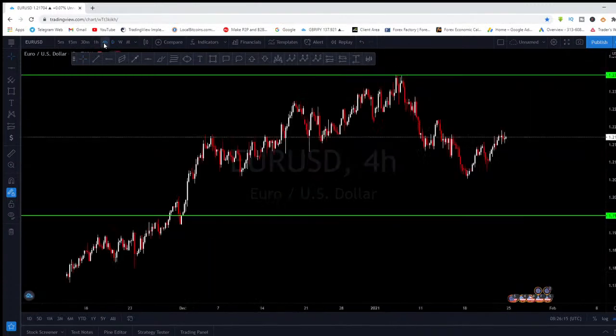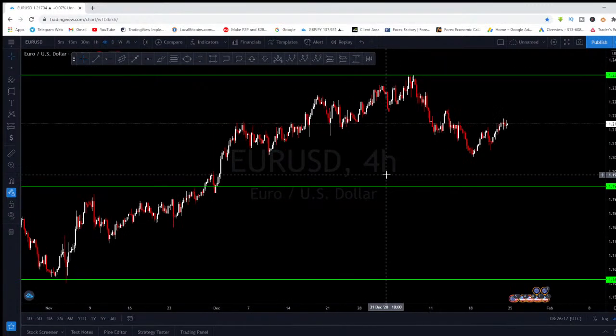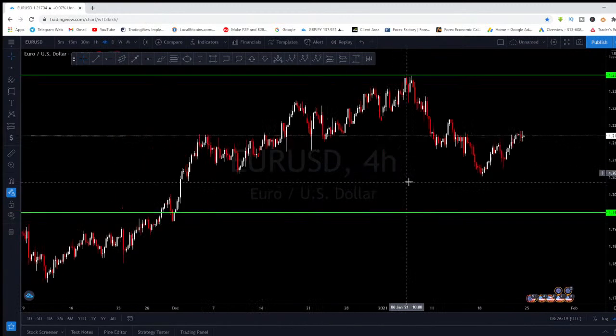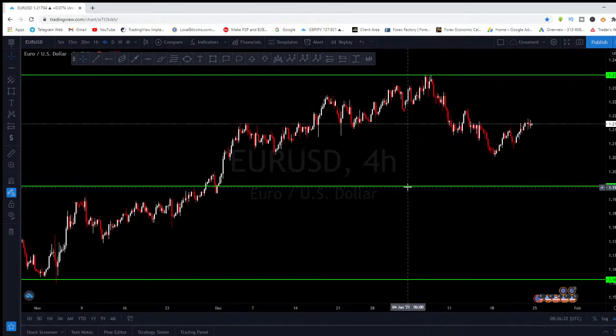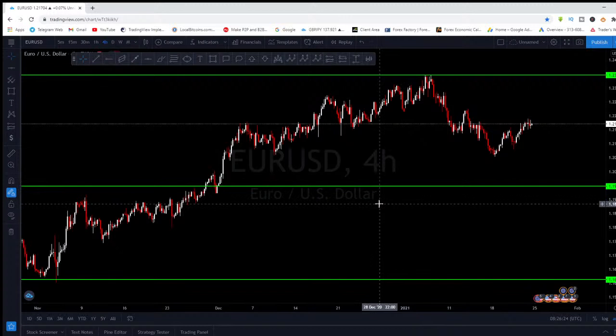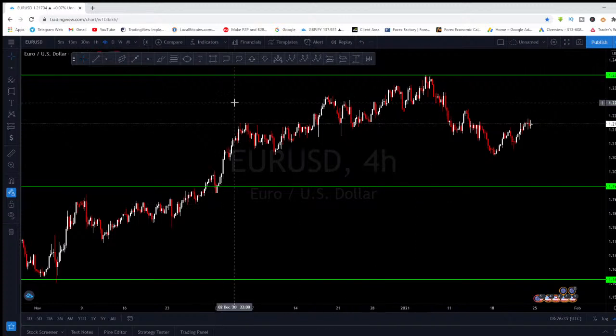The next thing, go down to 4-hour time frame. This is 4-hour time frame at the moment. So now, what are you guys seeing on this Euro USD? Can you guys tell me what we are seeing on this Euro USD? What are you guys seeing? Is there anything interesting? If there is, let me know.